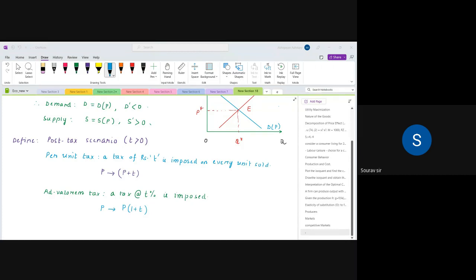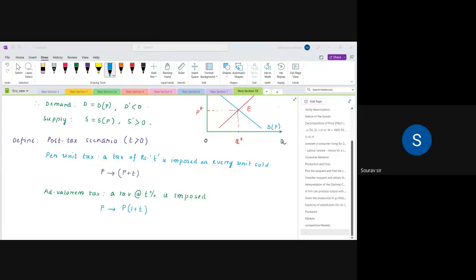Can all of you confirm with a yes or a no if you understand these two types of indirect tax that I have mentioned? Is it making sense? Yes, sir. Others, can you also confirm if it's fine? Yes, sir. All right. So these are the two ways in which you can introduce indirect taxes, right?